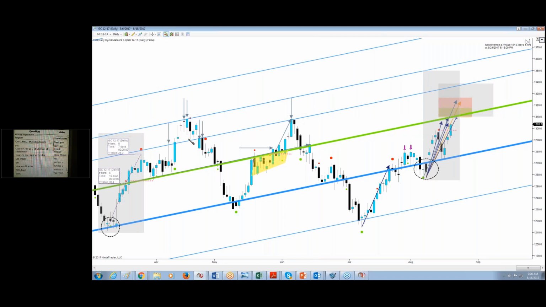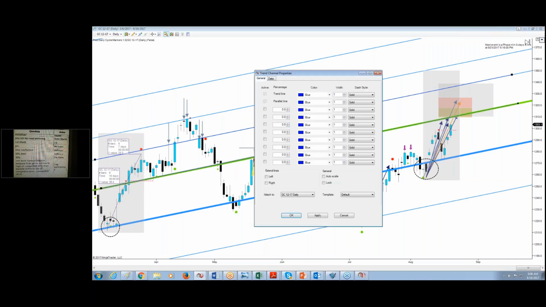All right. So now check it out. I'm going to take this blue line. And now Chuck, I'm going to come down here. And we're going to draw a 50% retracement between the two. And we'll make it dashed. We'll make it gray.